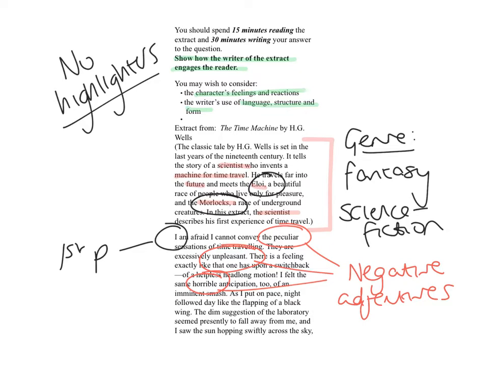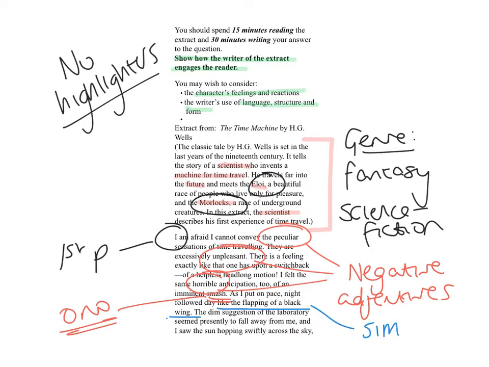As we read on, we see, "I felt the same horrible anticipation too of an imminent smash." That word smash is onomatopoeia. And it conveys this sense that he is headed for destruction, headed for disaster, the sense of impending doom. And that is further exaggerated by the next line: "as I put on pace, night followed day, like the flapping of a black wing." That is, of course, a simile.